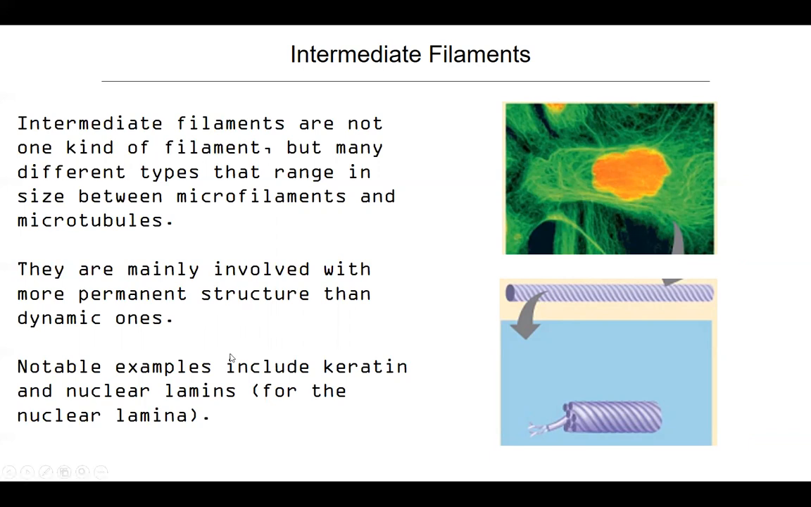Another example of this are the nuclear lamins. If you remember back to our unit on the nucleus, we talked about the nuclear lamina, which provided support for the nucleus. Lamins are one of the proteins in the intermediate filament category, and they form a mesh-like network just below the inner membrane of the nucleus.